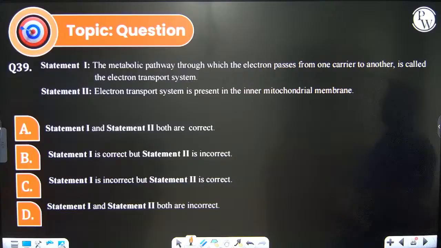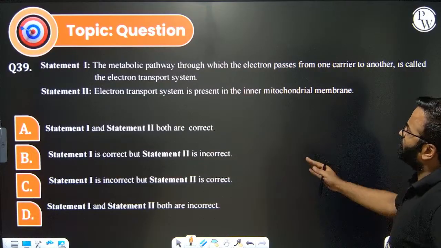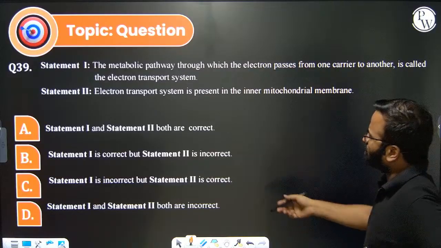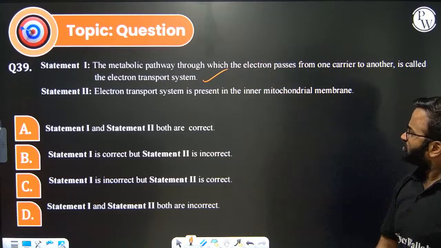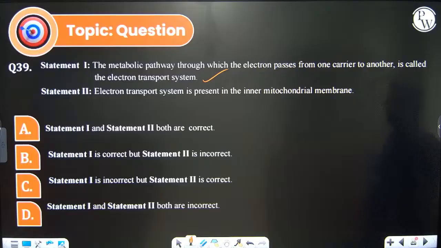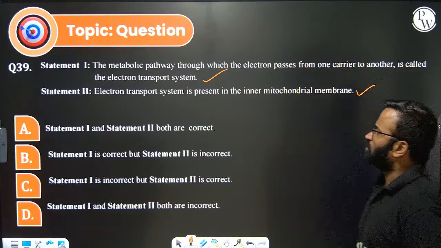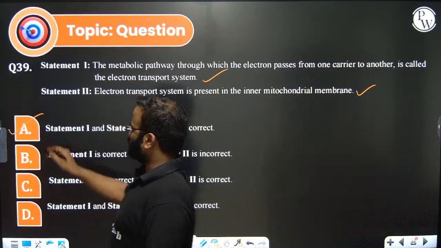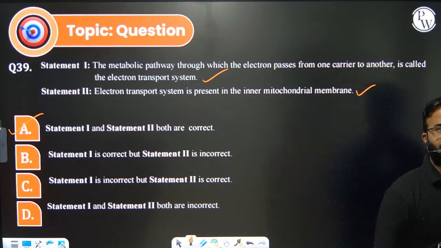Next, the metabolic pathway through which the electron passes from one carrier to another is called electron transport system. True. Electron transport system is present on the inner mitochondrial membrane in our body. So I would go with both as true. So for the 39th question, option A will be right.